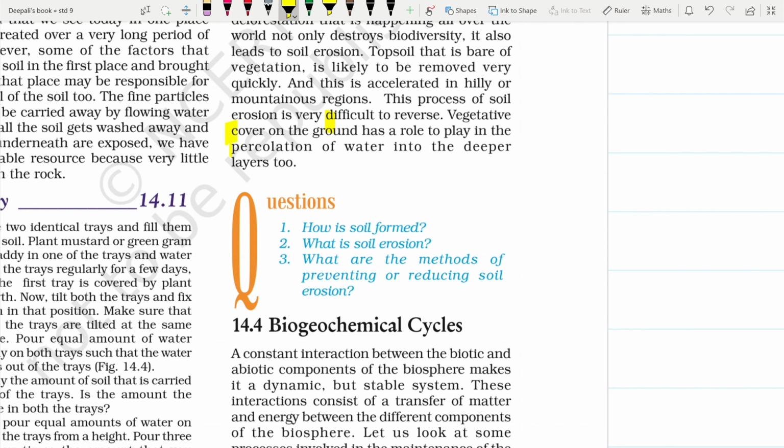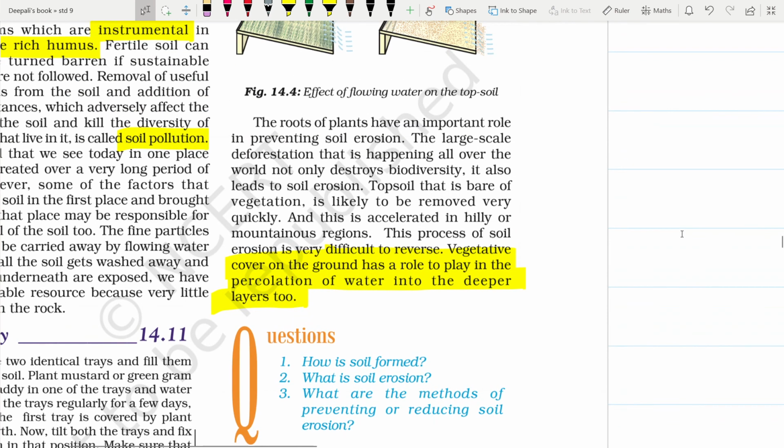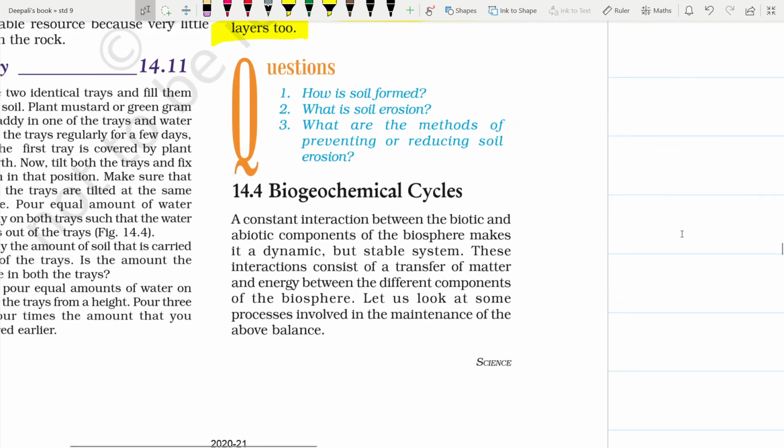Vegetative cover on the ground has a role to play in percolation of water into the deeper layers, which increases the groundwater. So it becomes very important for us to protect all the three important natural resources.